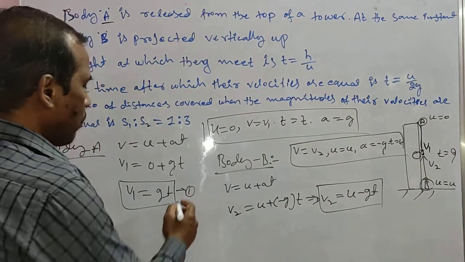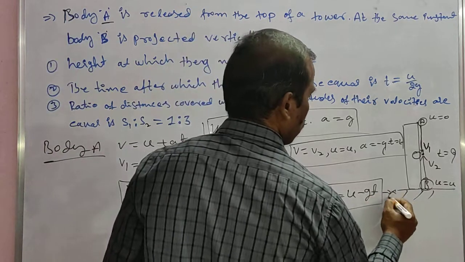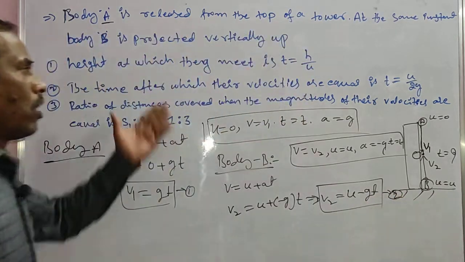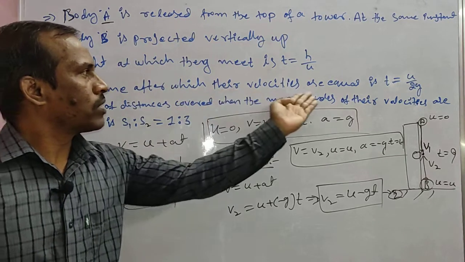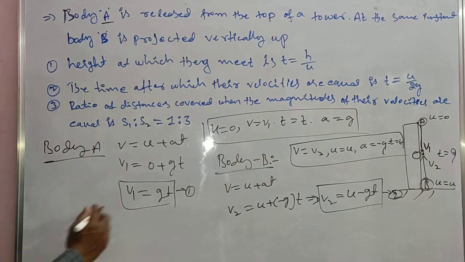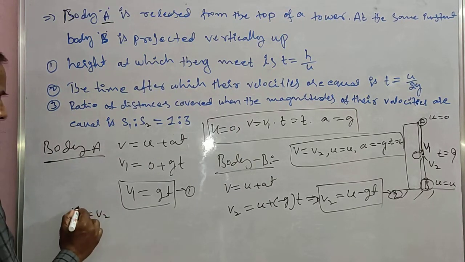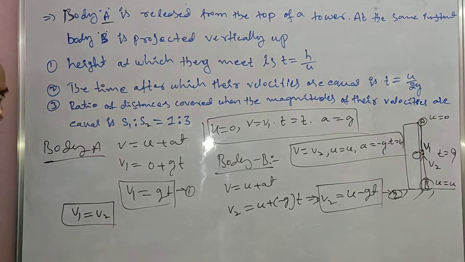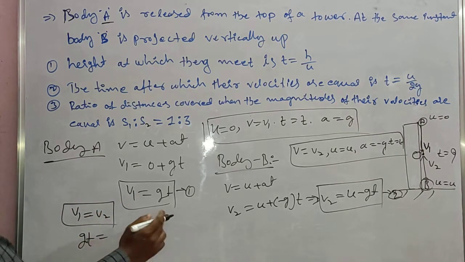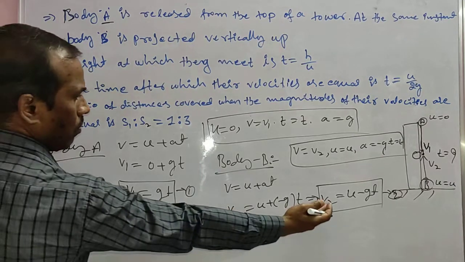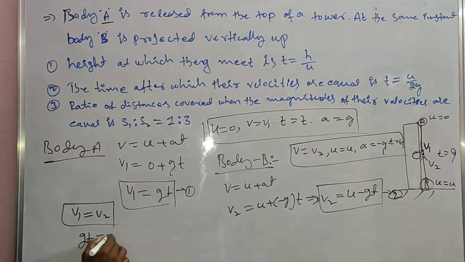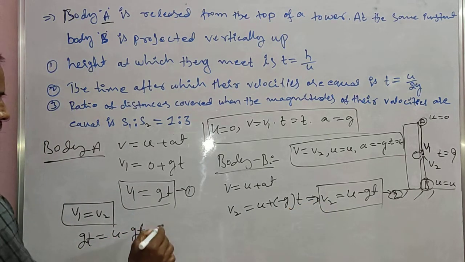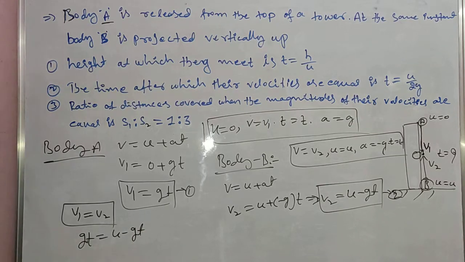Now this is equation 1, and this is equation 2. According to the given condition, their velocities are equal. That means v1 is equal to v2. Here v1 is nothing but gt, which is equal to v2, the velocity of body b, v2 is equal to u minus gt.